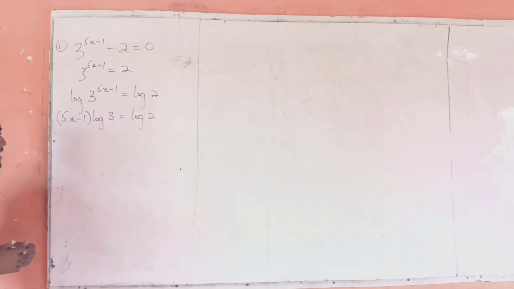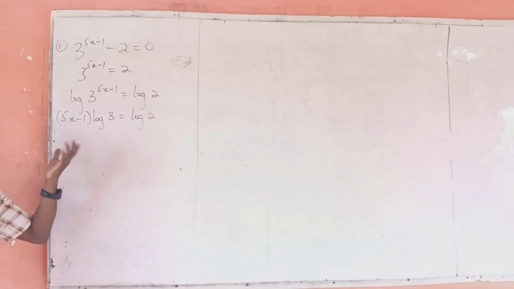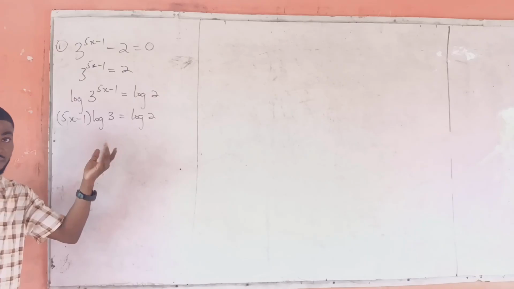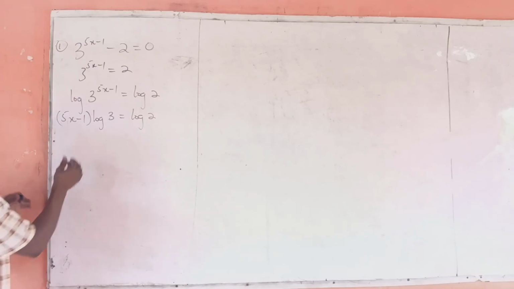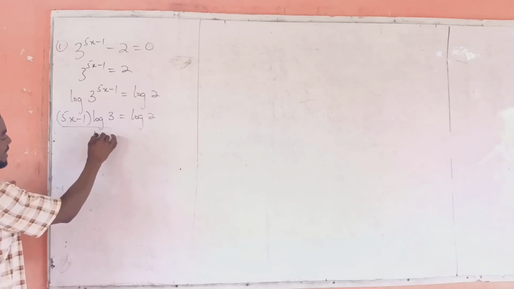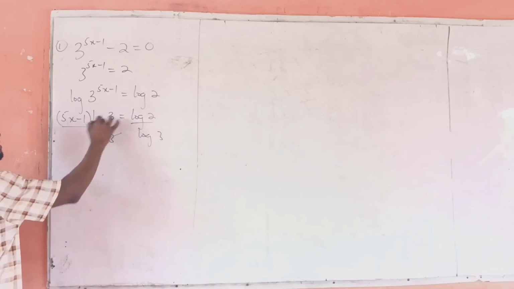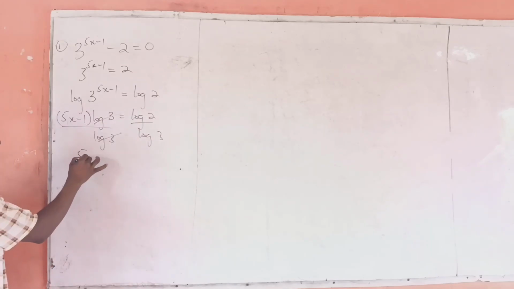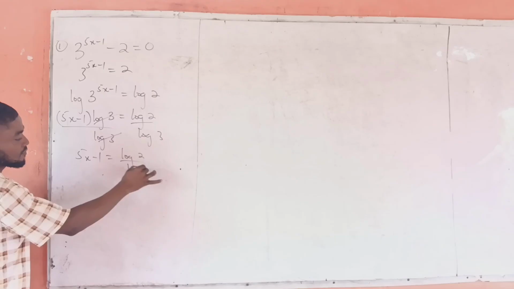And then by so doing, I get (5x minus 1) all times log 3 is equal to log 2. If I don't bring the bracket here, it means that the 5x is not being affected by the log 3, which is wrong. And so this is the correct thing. And then from here, I divide both sides by log 3. Now I have 5x minus 1 is equal to log 2 on log 3.